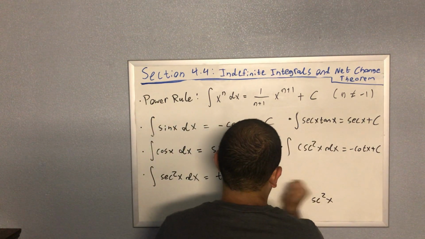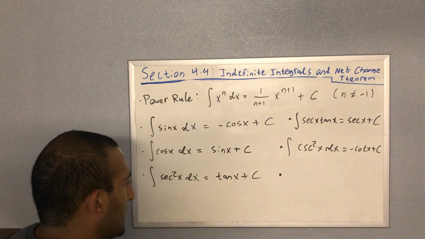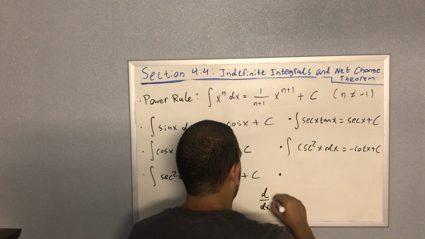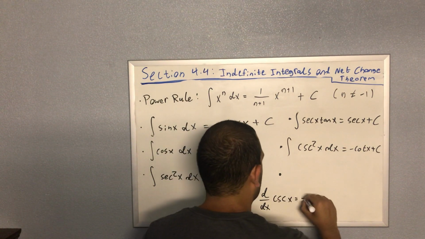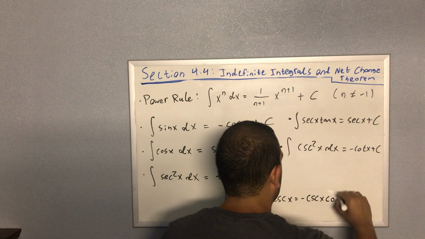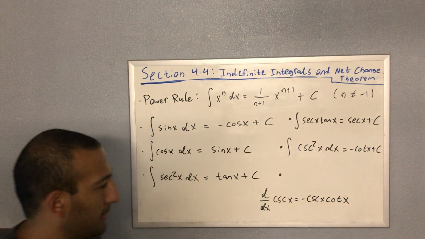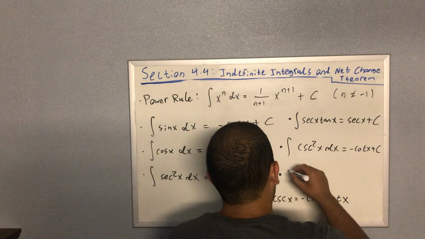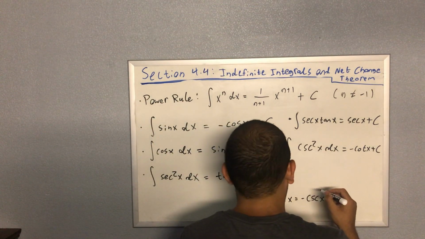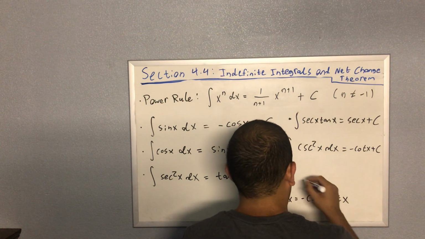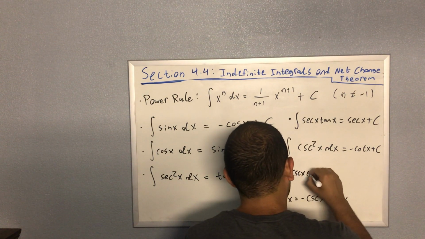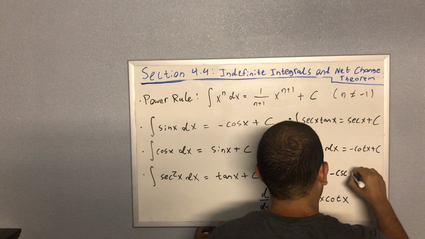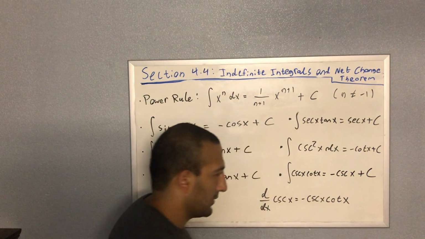Okay, very good. Then what's the last one? What's the derivative of cosecant? This was negative cosecant cotangent, right? So in a similar way, we know now that the integral of cosecant x cotangent x is going to be negative cosecant x plus c.